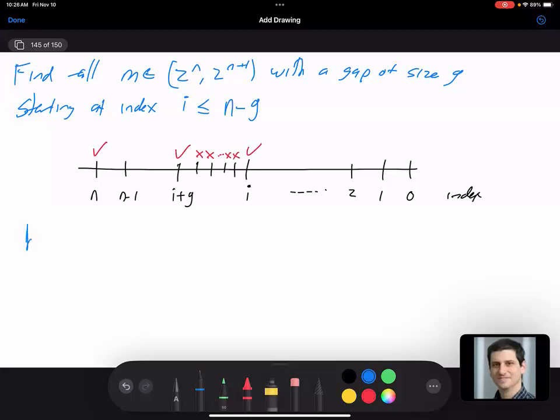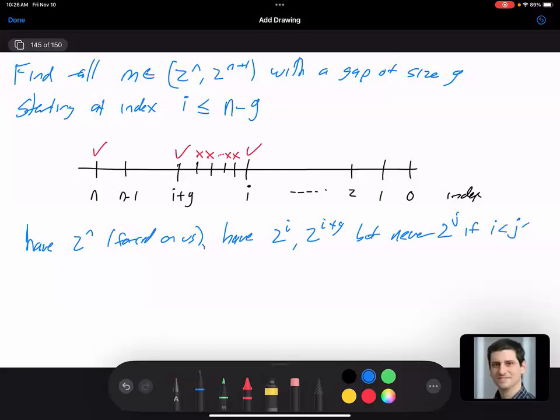So we have 2 to the n, that's forced on us. We have 2 to the I and 2 to the I plus g, but never 2 to the j, if I is less than j is less than I plus g. So if we want to have a gap of length g starting at I, it has to end at I plus g, right? It starts at I, it ends at I plus g.